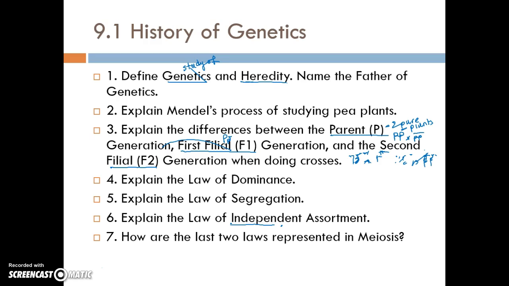How are these last 2 laws represented in meiosis? Segregation and independent assortment occur in meiosis when the chromosomes are split into the individual egg and sperm cells. Both occur basically at the same time. They're segregated or separated into the sperm and egg cells, and this is done independently of each other.